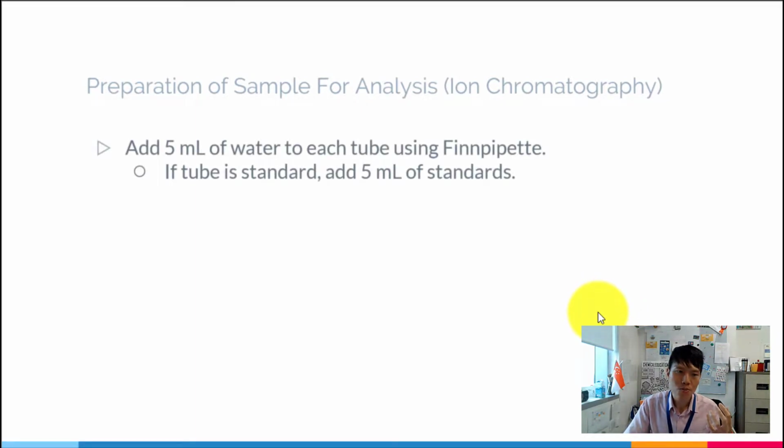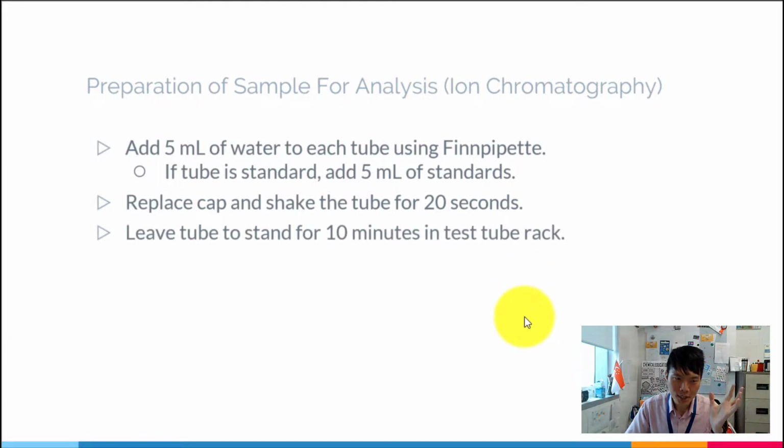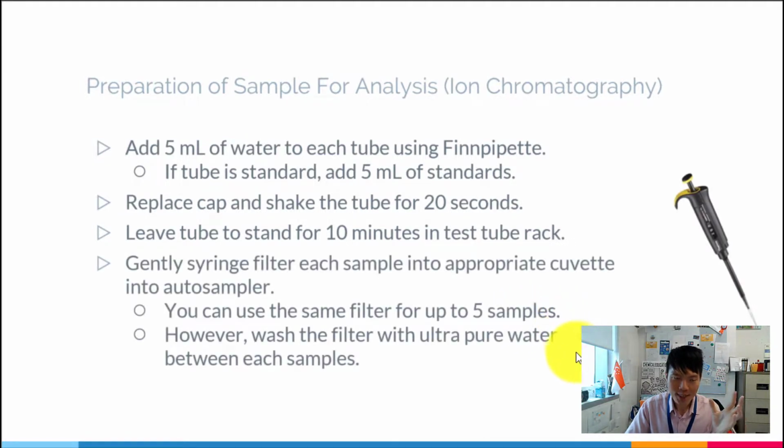Next, you add 5 ml of water to each tube. If the tube is a standard tube, then you add 5 ml of the standards. Replace the cap, shake the tube for 20 seconds. Again, we don't want to cross use the caps. Then you leave the tube to stand for 10 minutes on the test tube rack. Then you gently syringe filter each sample into the cuvette.